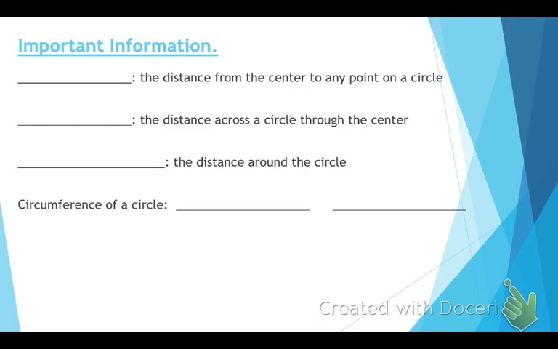First things, does anyone remember the distance from the center to any point on a circle? You are correct. That is our radius. All right, so go ahead and use your red pen to fill that in. Let's look at the next one. The distance across a circle through the center. That is the diameter.